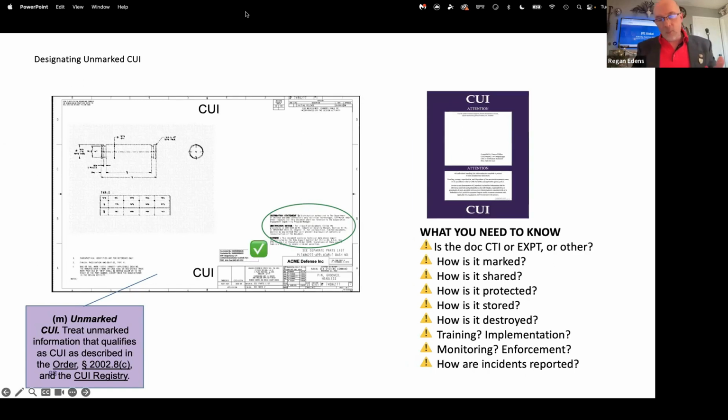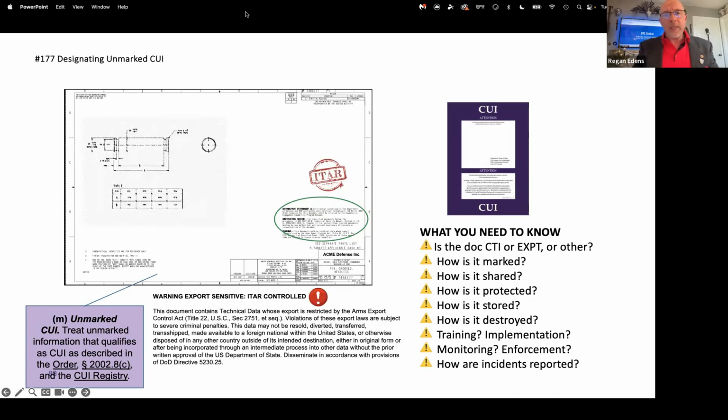Okay. What would it look like after we marked it? It would be CUI at the top, CUI at the bottom. It would have our export control reform statements on there, if it were export controlled. This one is not. And it has, because we know that we've read it, the DoD distribution statement on the right-hand side there. If it had this ITAR marking, this ITAR marking is not the official ITAR marking.